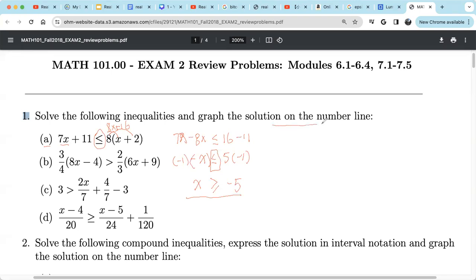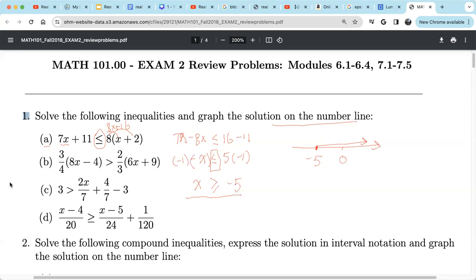And we want to graph the solution on the number line. So what do we do? We draw a number line. We mark a 0 because 0 is the origin, and negative 5 is somewhere. Then x is greater than or equal to negative 5, so we make a solid dot. Greater than goes to the right. So this is the solution set for A.